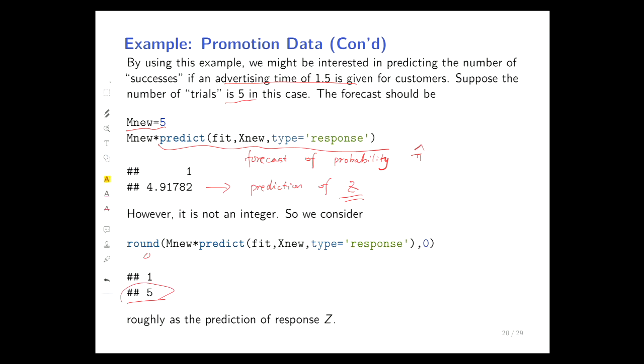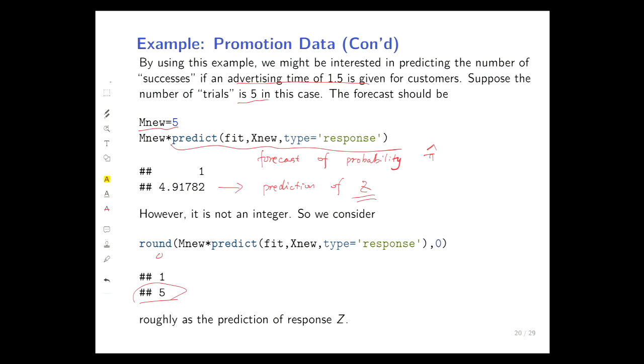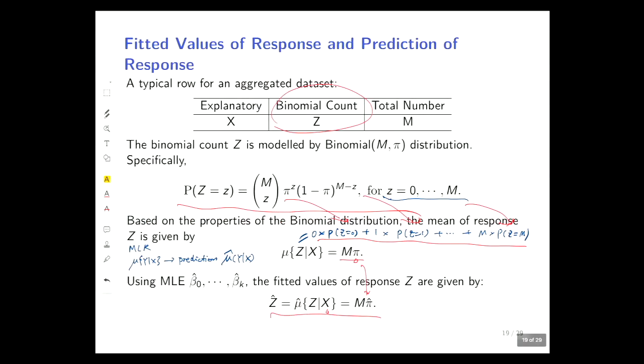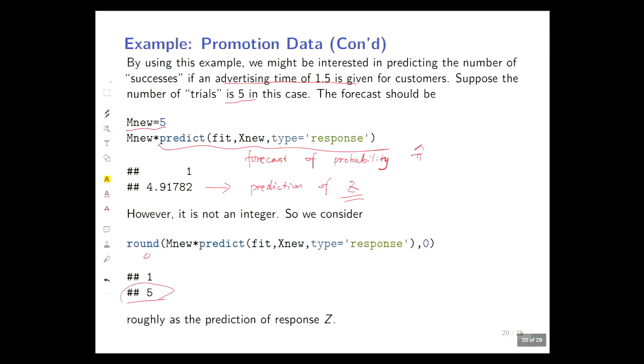So that means for this kind of specific data, we need more. I think probability is not enough. We actually need to obtain the fitted value of the response variable z, which is the estimated mean of the response z, in order to use the idea of it, and then we can obtain the prediction of z. So that's something different. The probability is not enough.